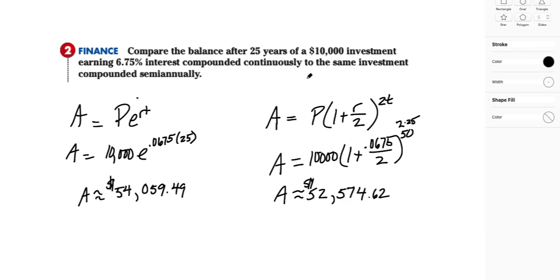Even though 25 years is a pretty long time to leave money in the bank, we see that it definitely is the best choice to allow that money to be compounded continuously instead of at regular intervals. The difference is not that great, but almost a couple thousand dollars, about $1,500, is pretty significant to most of us. So I think that would be a good investment indeed.